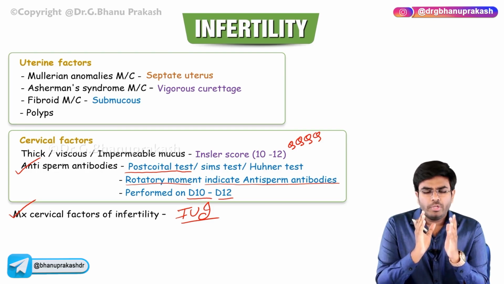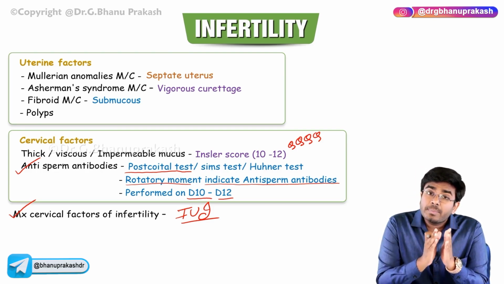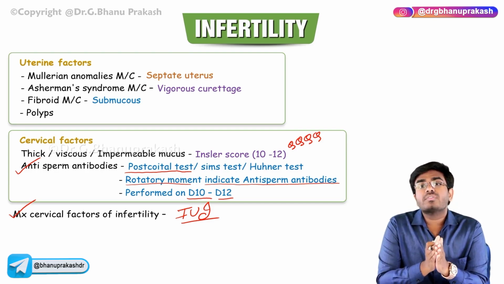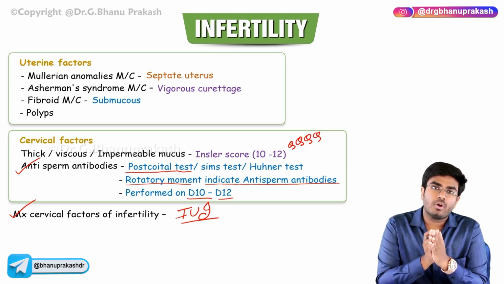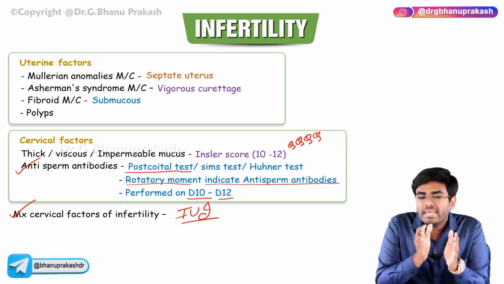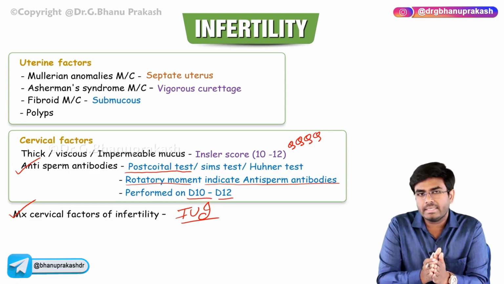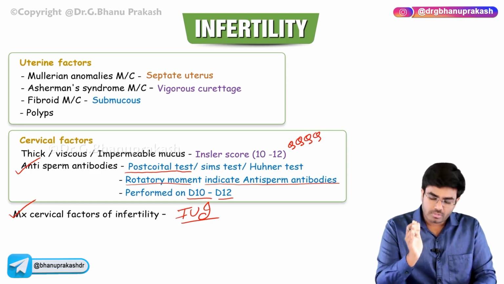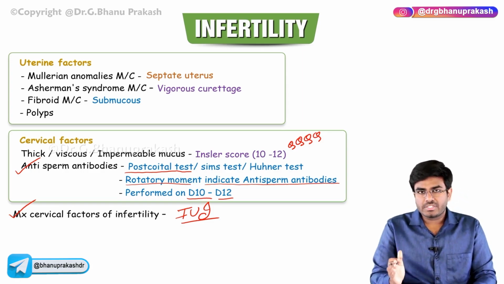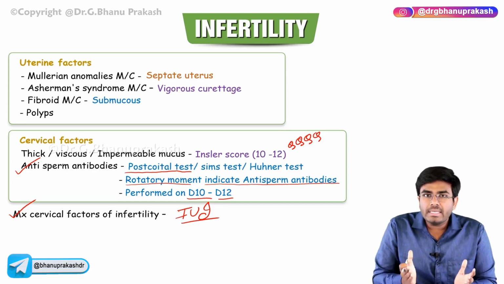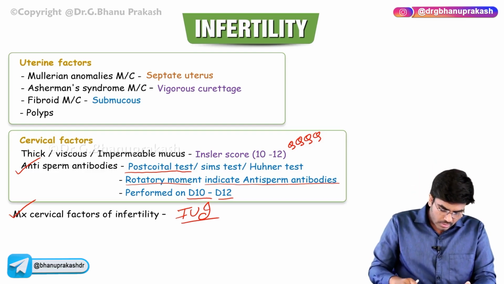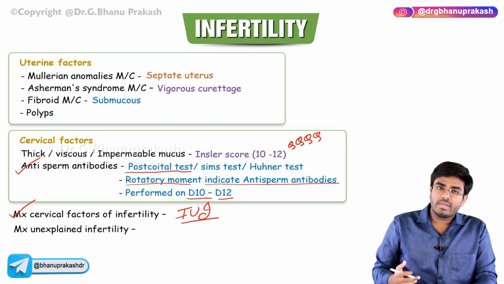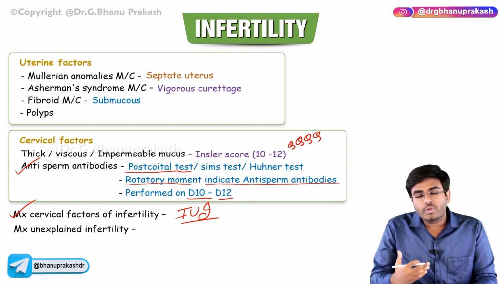Okay, now at the end of the day, the last important point you need to keep in mind is, we know that unexplained infertility accounts for 10% of cases of infertility, unexplained causes. So how to treat unexplained infertility? What is the management of unexplained infertility? The management here is also intrauterine insemination. If you don't find out any cause in this couple, but still she is suffering with infertility, the management of unexplained infertility is also intrauterine insemination.